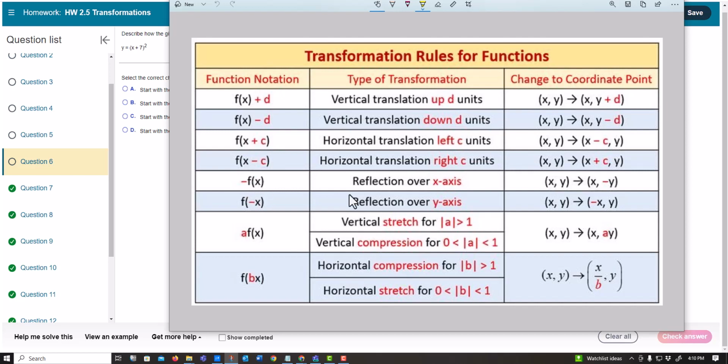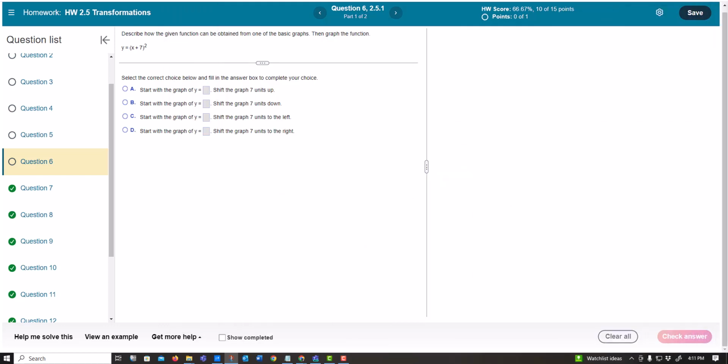If you take the negative, you're reflecting over the x-axis. If you're doing the negative of your independent variable, in this case x, you're reflecting over the y-axis. If you're multiplying outside the function, depending on this value of a, it's either a vertical stretch or a vertical compression. And this even shows you how to change the variables. And if you're multiplying by a value inside the function on the variable, it's either a horizontal compression or stretch, and it shows how to change the values as well.